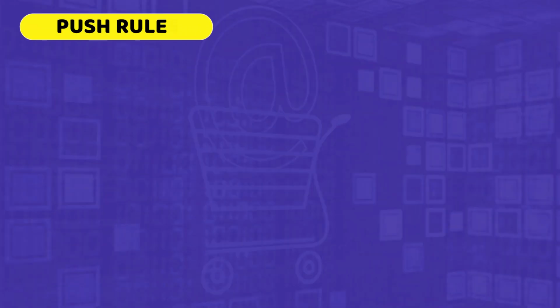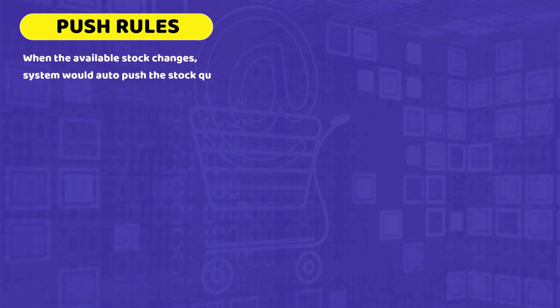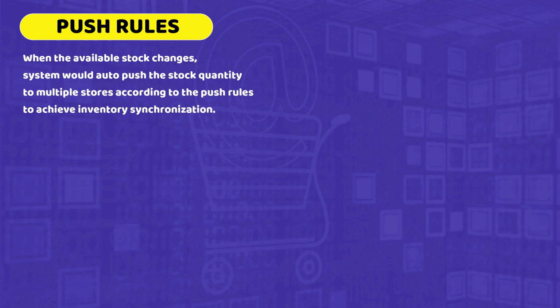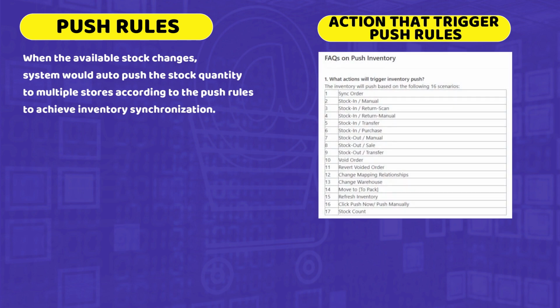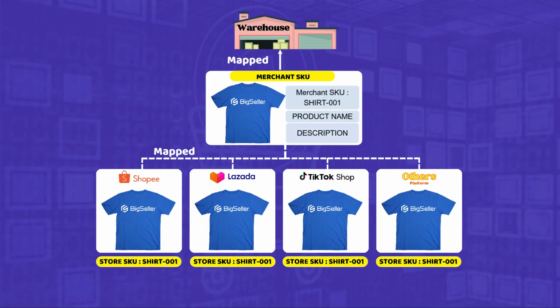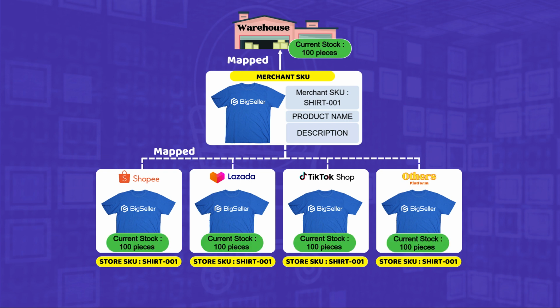What is the function of push rules? When the available stock changes, the system will auto-push the stock quantity to multiple stores according to the push rules to achieve inventory synchronization. But what actions will trigger inventory push? Here is the list that will trigger the system. Once you set up the push rules, the BigSeller system will trigger the stock changes. If you don't set up all the steps, then the system will not trigger and the stock will not be deducted among all platforms. All right?